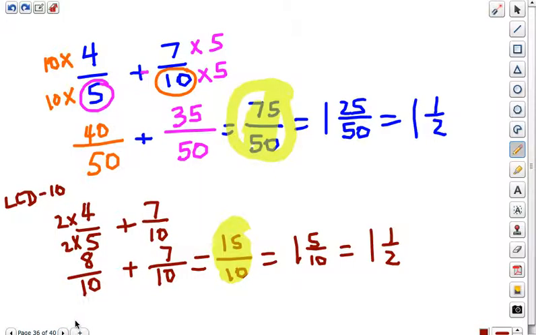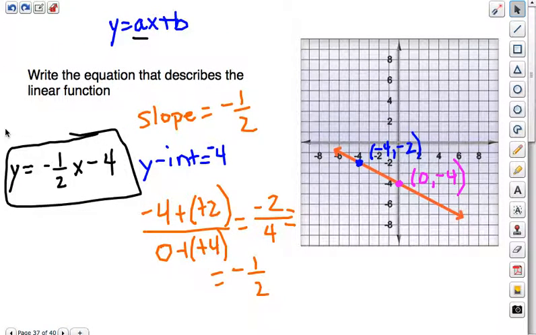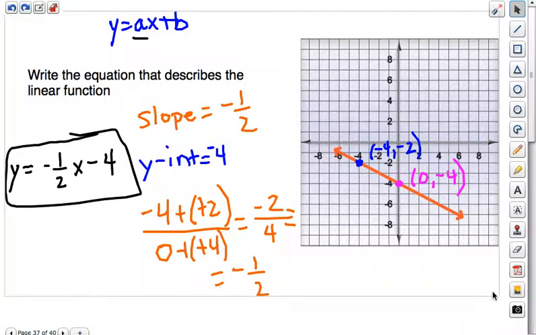All right, well, that is our lesson on adding and subtracting rational numbers. Remember, when you add and subtract fractions, it's the same process. We're just finding common denominators, and then from there, moving on to adding and subtracting numerators.